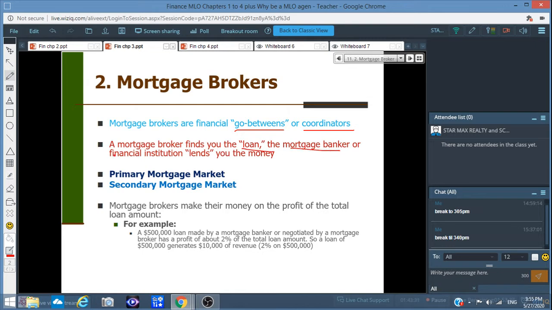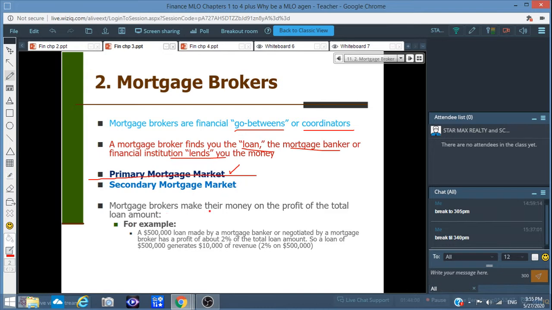The mortgage banker lends you the money, right? Mortgage banker does the funding. When we're a broker, we make the loan, but we don't fund it. Primary mortgage market, okay? So it's different from the secondary mortgage market.